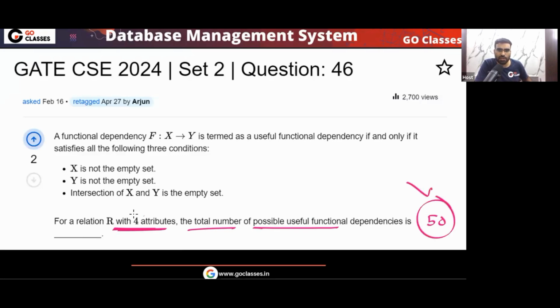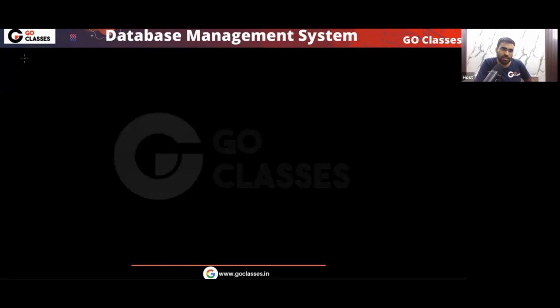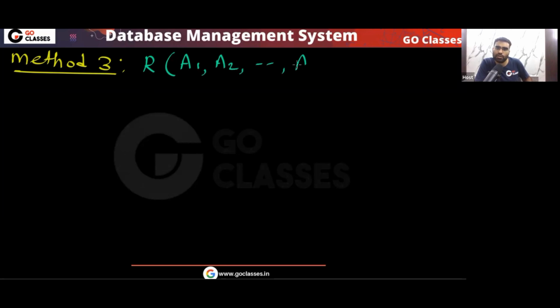But if the question is about n attributes, say 6 attributes, 8 attributes, 10 attributes, then what will be the answer? So now I'm going to tell you method number 3, for n attributes. Let's directly find the answer for n attributes. Do you want to know how to find the answer? If you have a relation with n attributes, A1, A2, and so on, AN, how many useful FDs are there? That will be our method number 3.